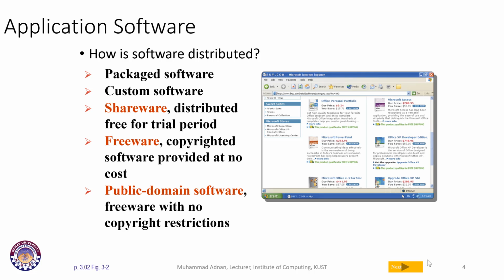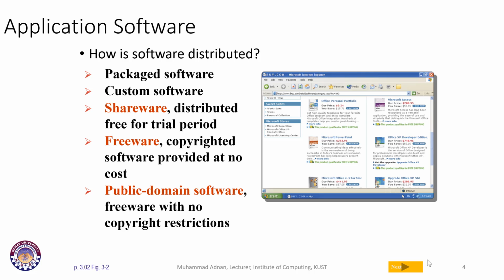Why and how is software distributed? What is the purpose? Why do we distribute software? We distribute software because people want to use it. Software is normally distributed on CD-ROMs and DVDs. Nowadays, it is often downloaded from the internet.